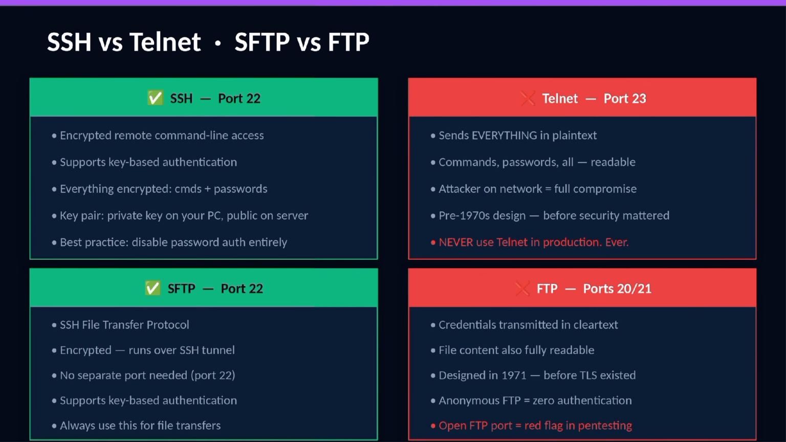SSH, Secure Shell. Now let's talk about SSH, Secure Shell. SSH runs on port 22 and it allows you to remotely access a system's command line securely. Before SSH, there was Telnet, and Telnet was a nightmare. Everything was sent in plain text. If someone was watching the network, they could see every command you typed, including your password. SSH fixed that. It encrypts everything. It also supports key-based authentication. Instead of typing a password, you use a cryptographic key. Much more secure.